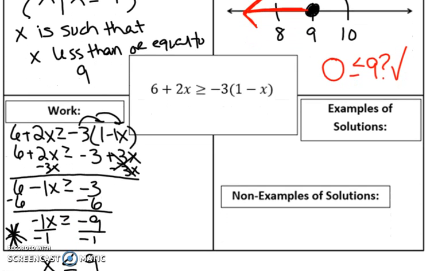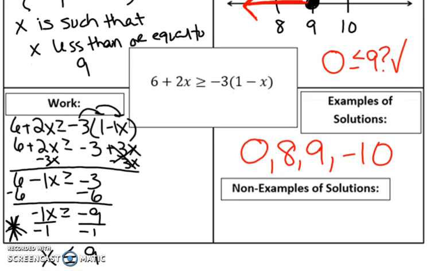Now, examples of solutions and non-solutions. Solutions just mean it fits the inequality. In this case, 0 works. We checked that on the last one. 8 is a solution. 9 is a solution. We could say negative 10 is a solution. There's an infinite number of solutions. We just want some of them. For non-solutions, 10 is not a solution. 12 is not a solution. 100 is not a solution. It's anything that's bigger than 9. But be careful, 9 is a solution because it is less than or equal to.